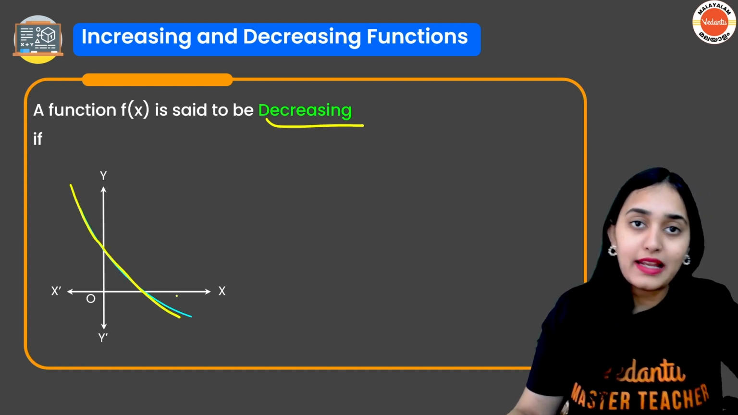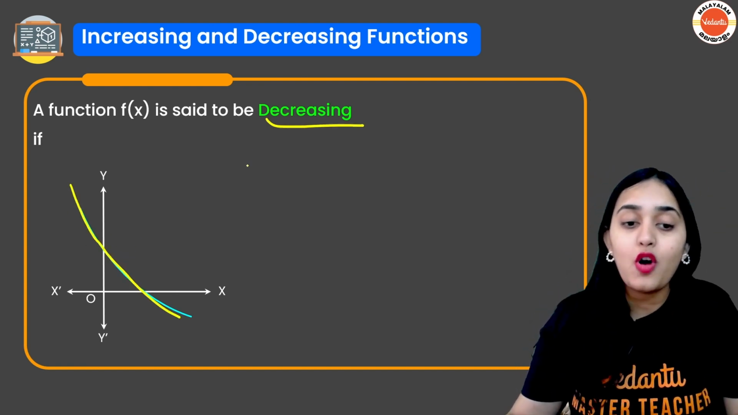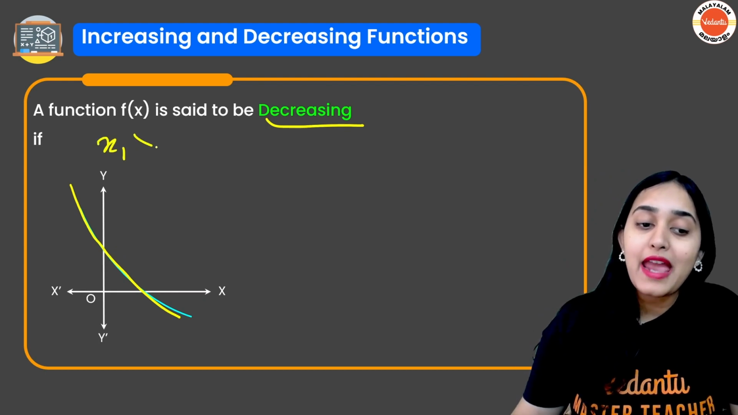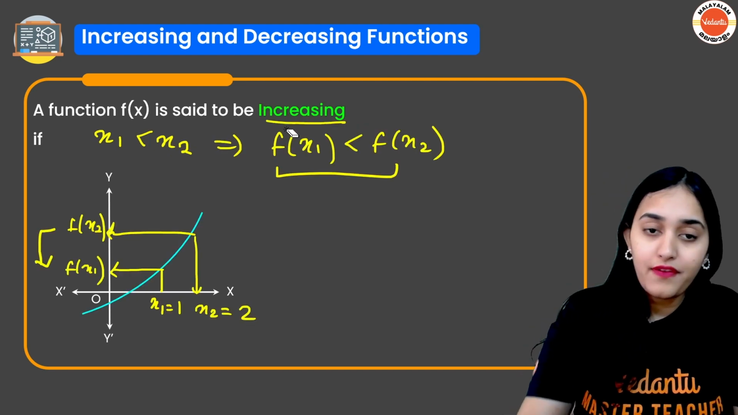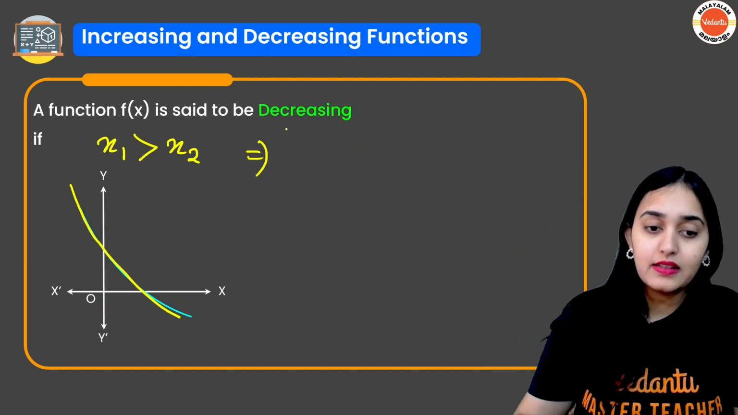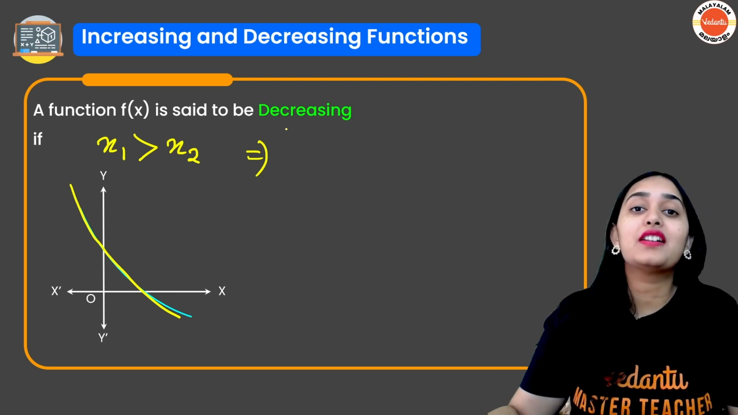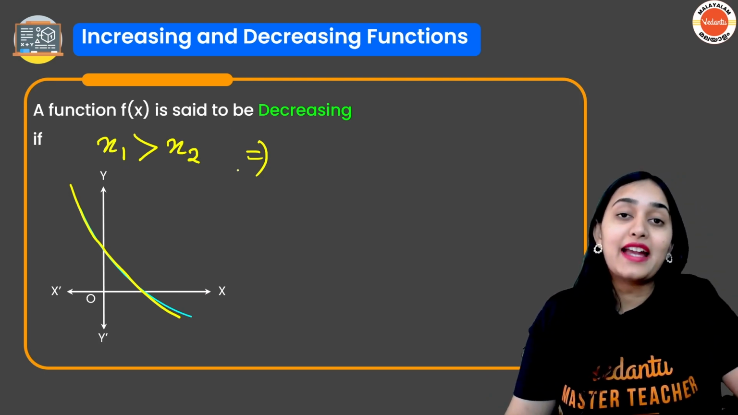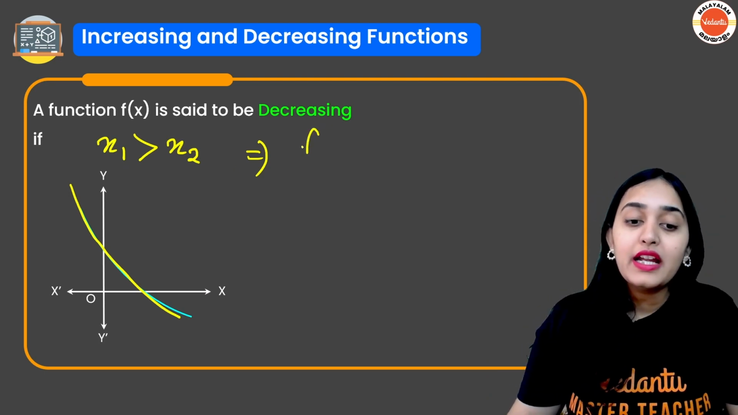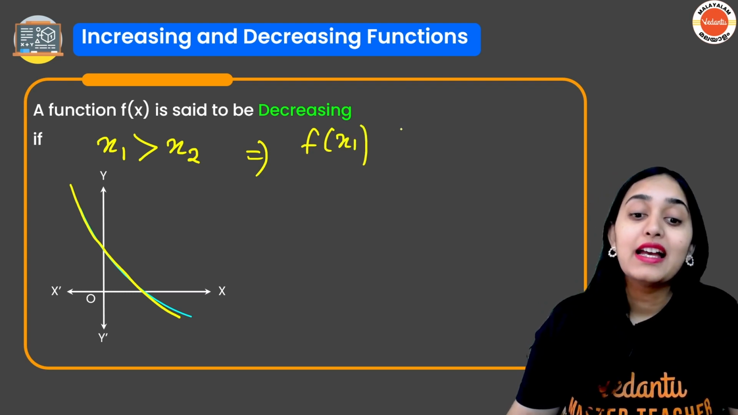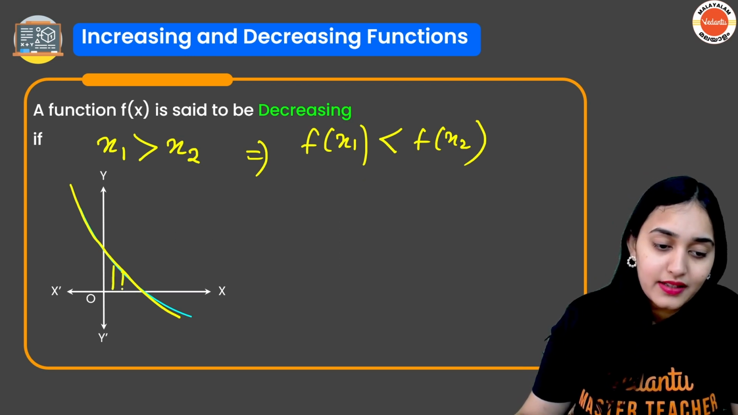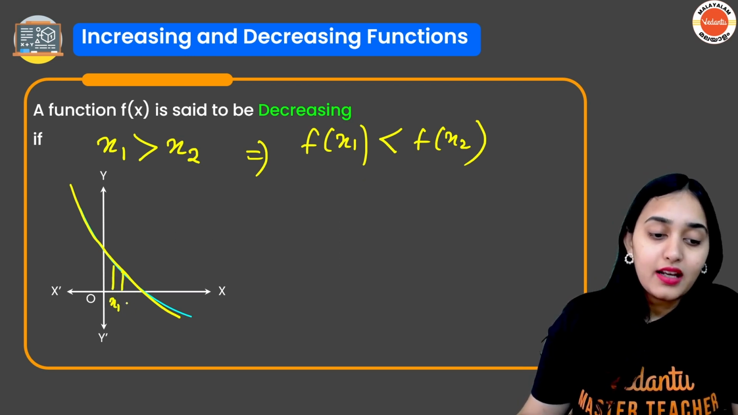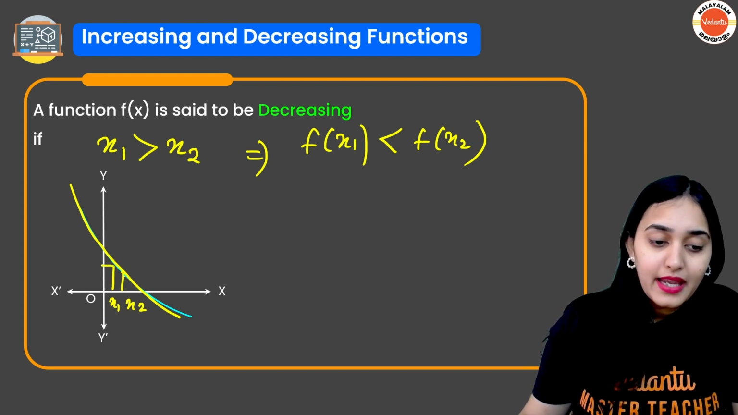The graph looks like this. It is going down. It means what? If x1 is greater than x2, this implies that your function at that point is less than the function at the other point. That means if x1 is greater than x2, it means f of x1 is less than f of x2. Observe this graph, you will understand. x1 is here, x2 is here.